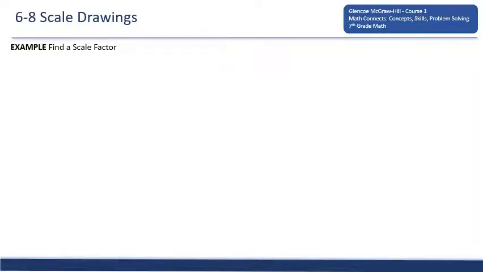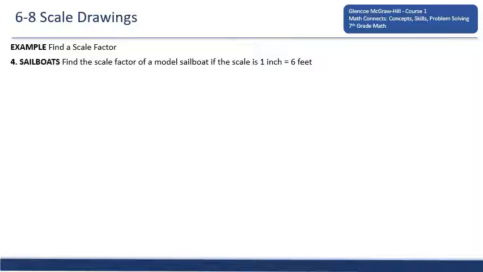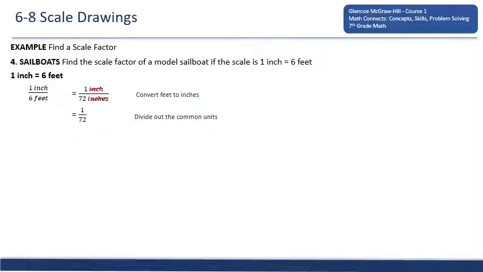Example, find a scale factor. Number 4, sailboats. Find the scale factor of a model sailboat if the scale is 1 inch equals 6 feet. So 1 inch equals 6 feet, and we'll make it into a fraction. And we're going to convert feet to inches, so we're going to need to multiply the 6 feet times 12 to get 72. And we end up with 1 inch over 72 inches. Divide out the common units, get rid of inches, and our scale factor is 1 over 72.